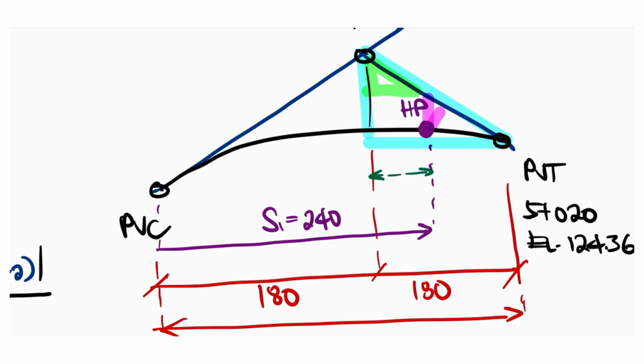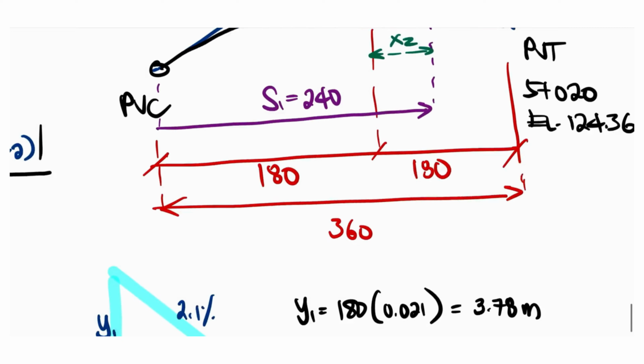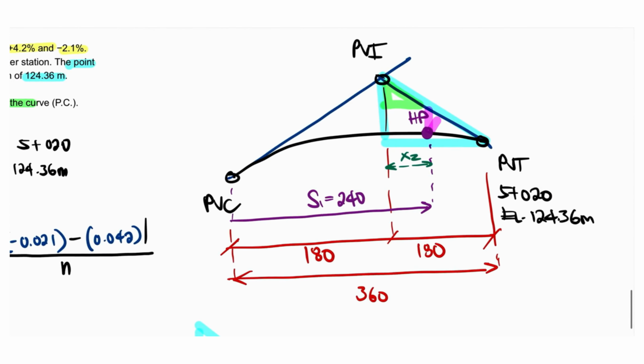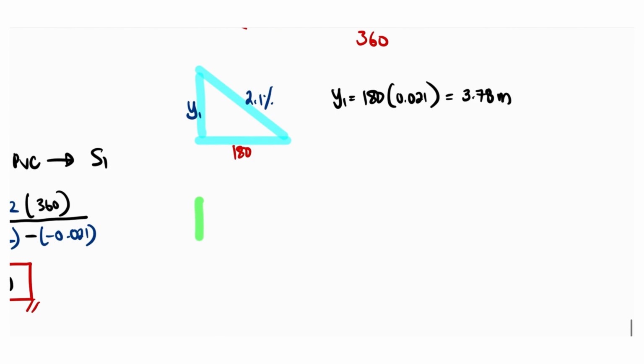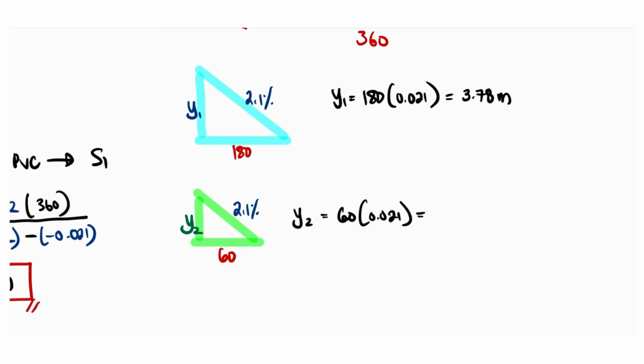Next, for the second triangle, let's first determine its base, which will be named x2. From the illustration, the base can be obtained by subtracting 180 meters from S1. So, we express it as x2 is equal to 240 minus 180. This gives us a base of 60 meters. Now, let's illustrate the second triangle and determine its height, y2. The base is 60 meters, and the slope of the hypotenuse is 2.1%. Using the slope relationship, y2 is equal to 60 multiplied by 0.021, which gives us a value of 1.26 meters.